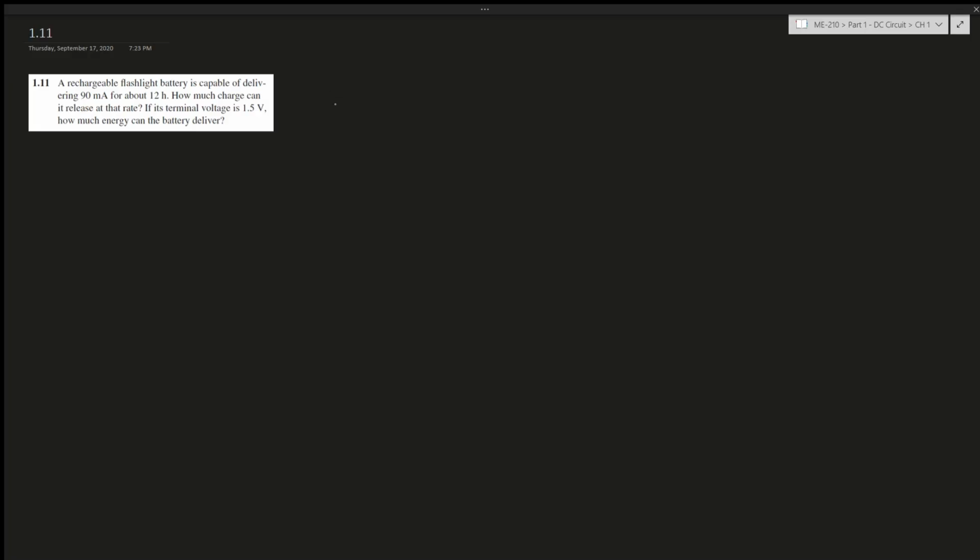1.11. It says the rechargeable flashlight battery is capable of delivering 90 milliamps for about 12 hours. So how much charge can it release at that rate? And if its terminal voltage is 1.5 volts, how much energy can the battery deliver? Okay, so this question is testing us on a few concepts.